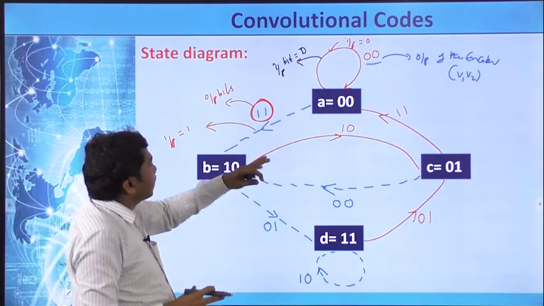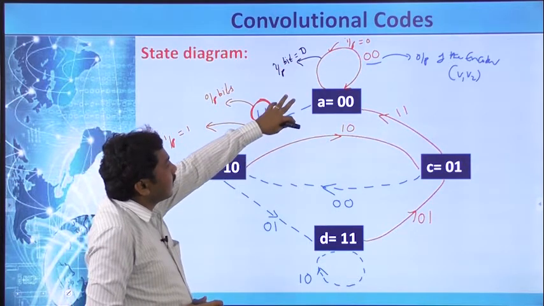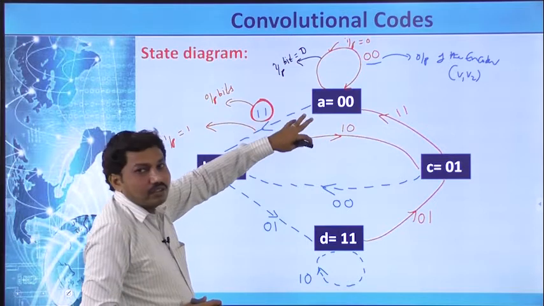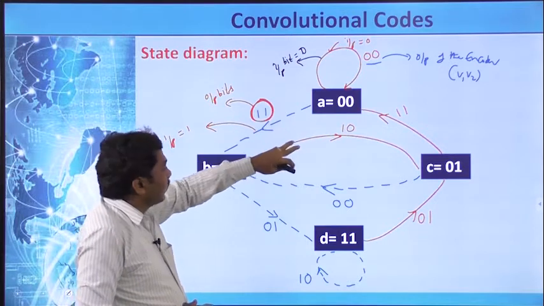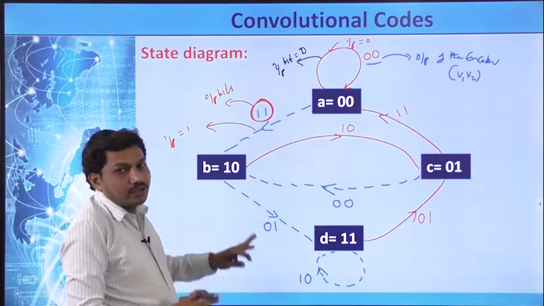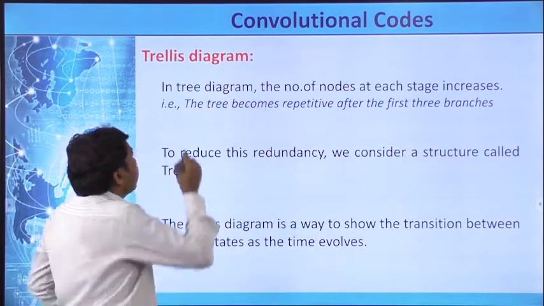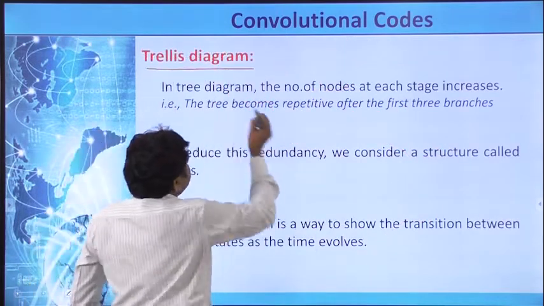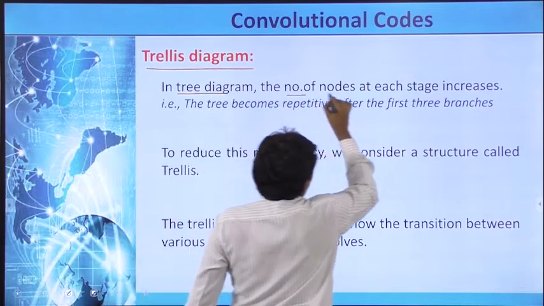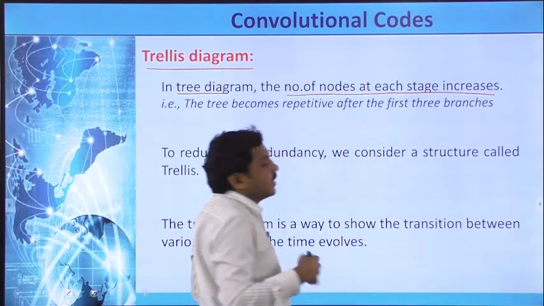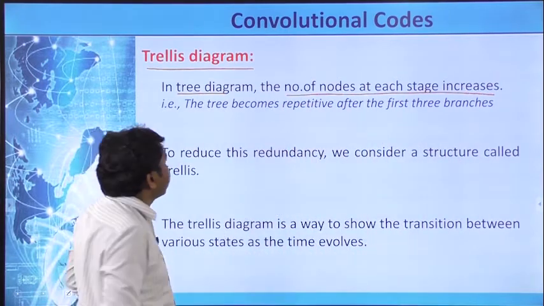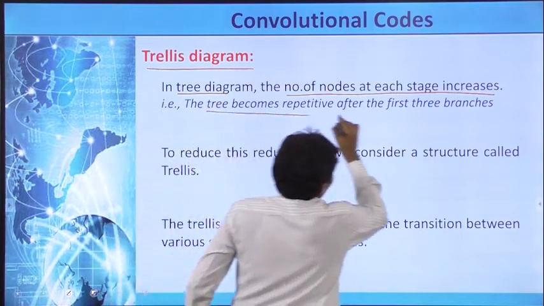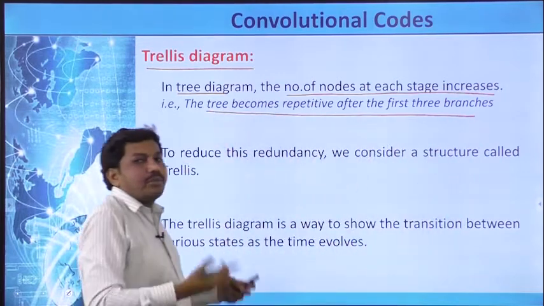So for your understanding, the red color branches are used for input 0, and blue color is used for input 1. The next one is the trellis diagram. In the tree diagram, the number of nodes at each stage increases. What it means is the tree becomes repetitive after the first 3 branches.